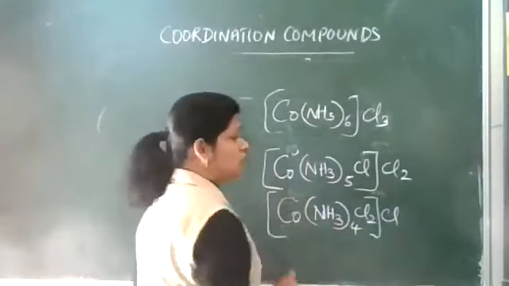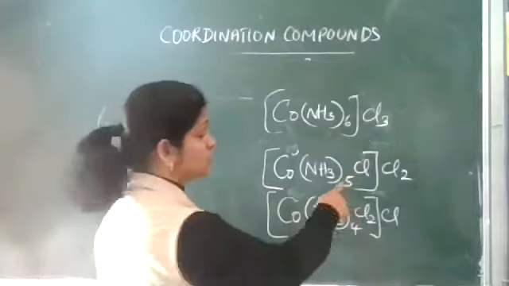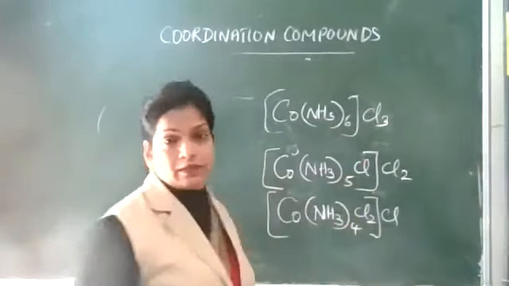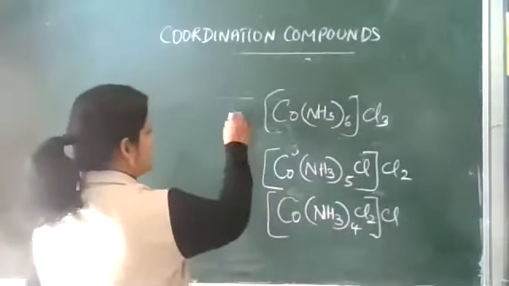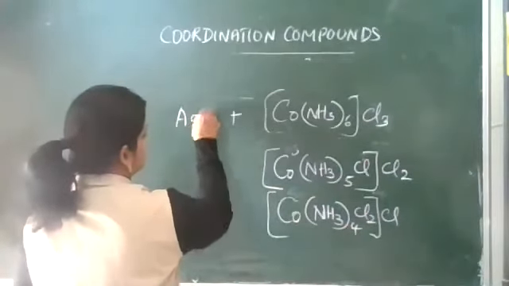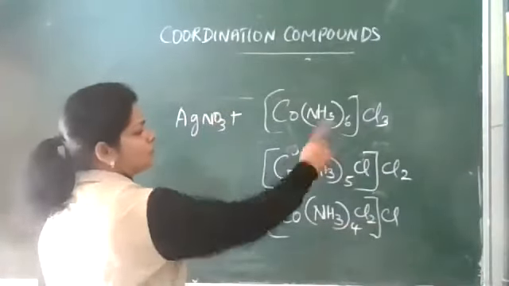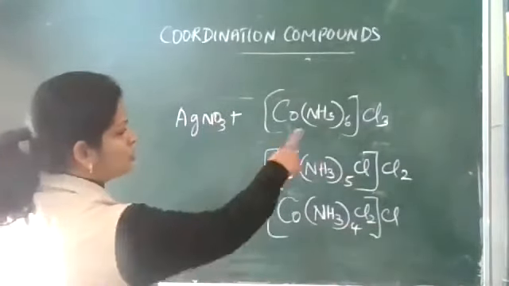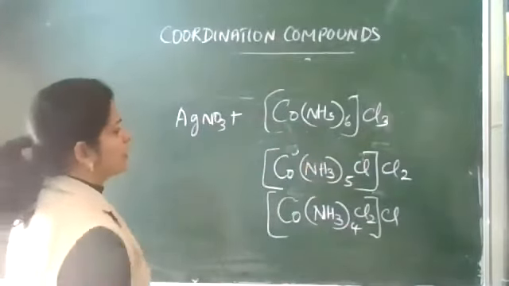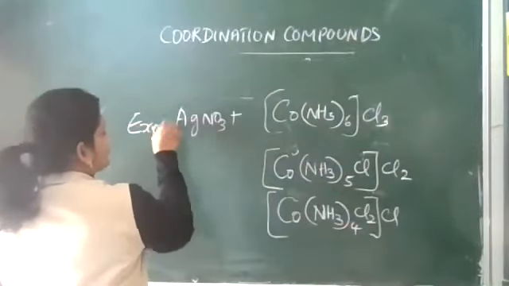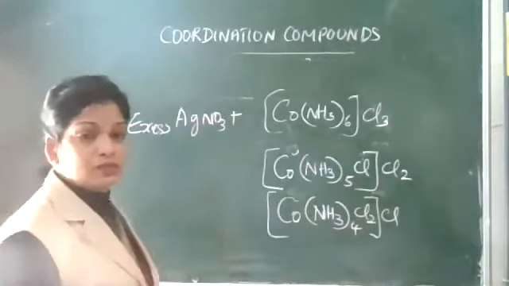If I put this in water, I get Cl minus, Cl minus, because this will not be ionized. If I put this in water, I get only 1 Cl minus. Suppose I treat this with AgNO3, silver nitrate solution. Suppose 1 mole of this thing I have taken. I'll get 3 moles of AgCl, with excess, enough amount of AgNO3.